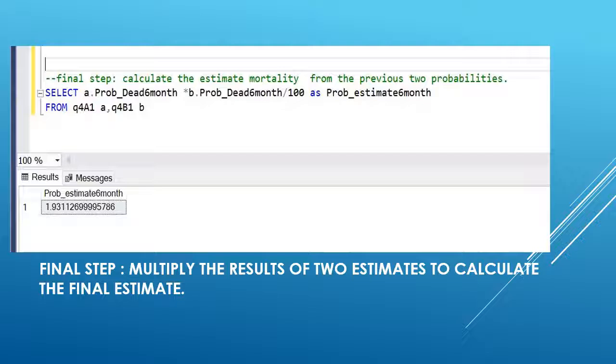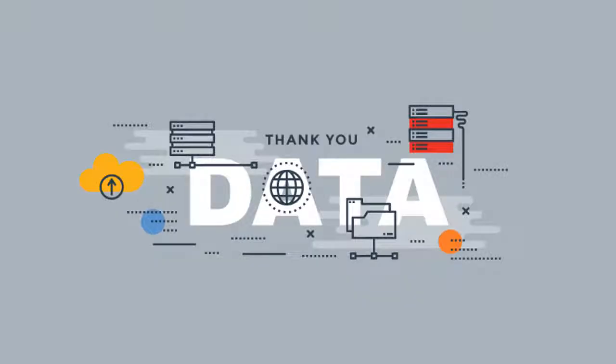In the final step, I calculate the estimate of mortality from the previous two probabilities. I multiply the first probability with the second, then I divide it by 100 to find the final estimate of mortality, and the final estimate is 1.93%. Thank you for watching this video.